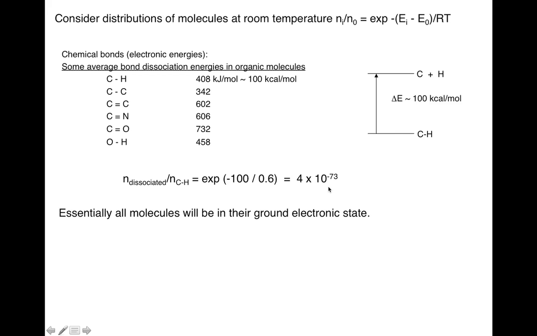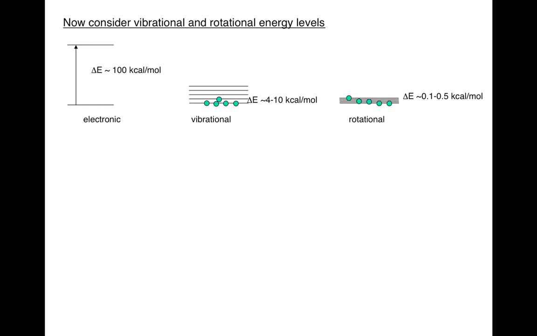So obviously it's very small, and essentially all the molecules in that ensemble are going to be in their ground electronic state. At room temperature, you don't have dissociation of the carbon-hydrogen bond. Okay, so that's a nice illustrative example. Nice to know things are in their ground state. The bonds aren't dissociating willy-nilly, but that's really not particularly interesting.